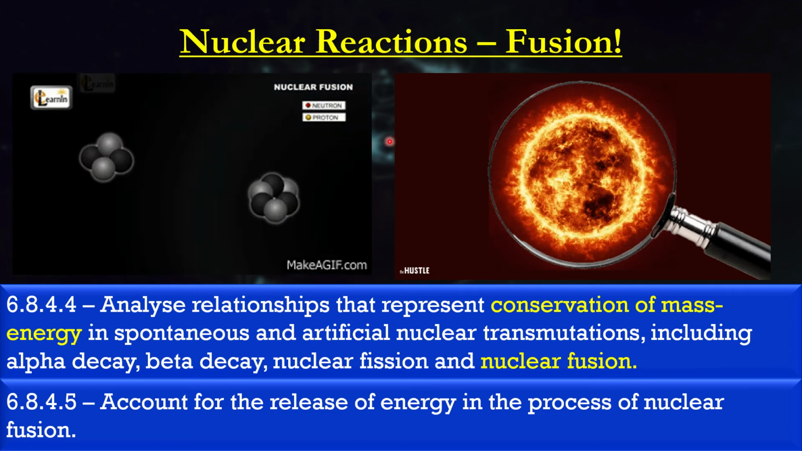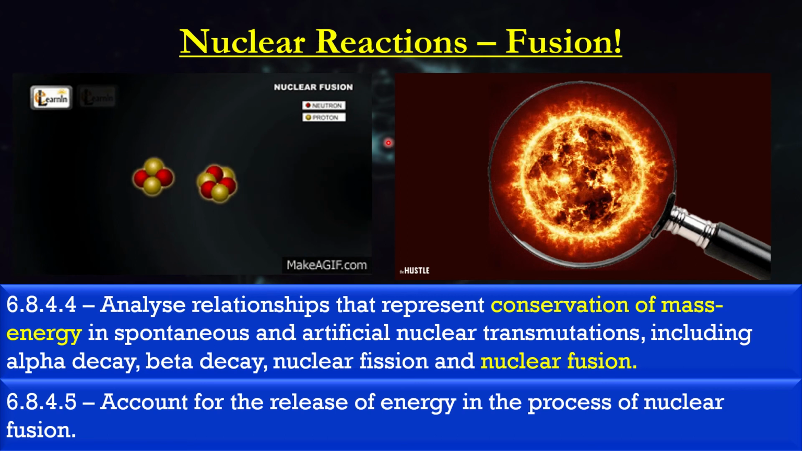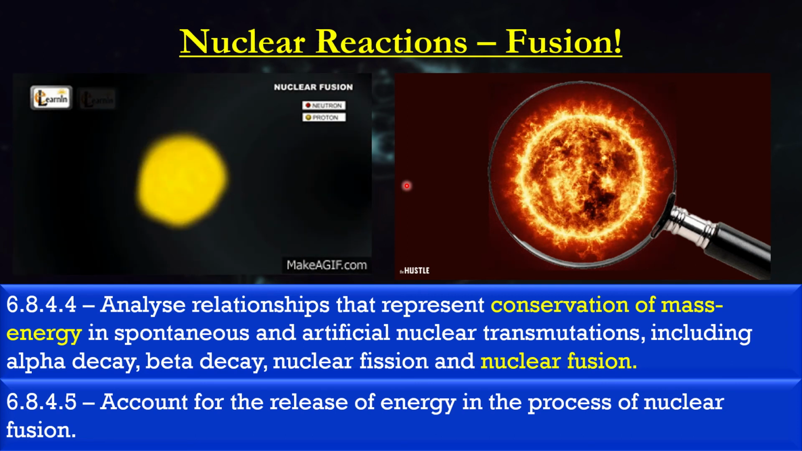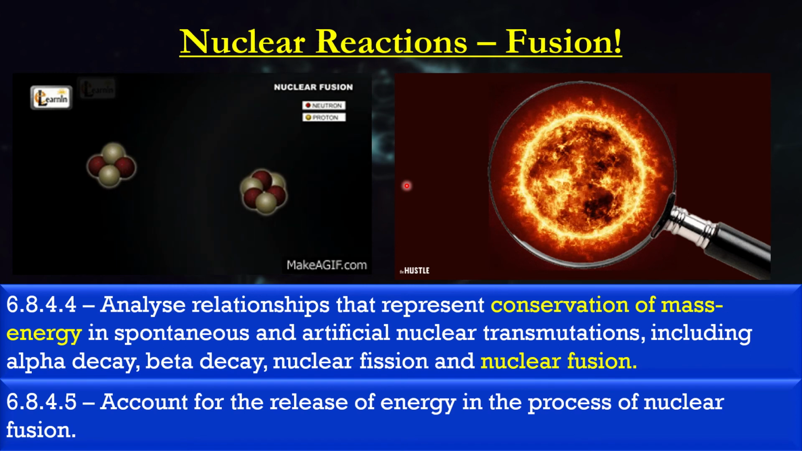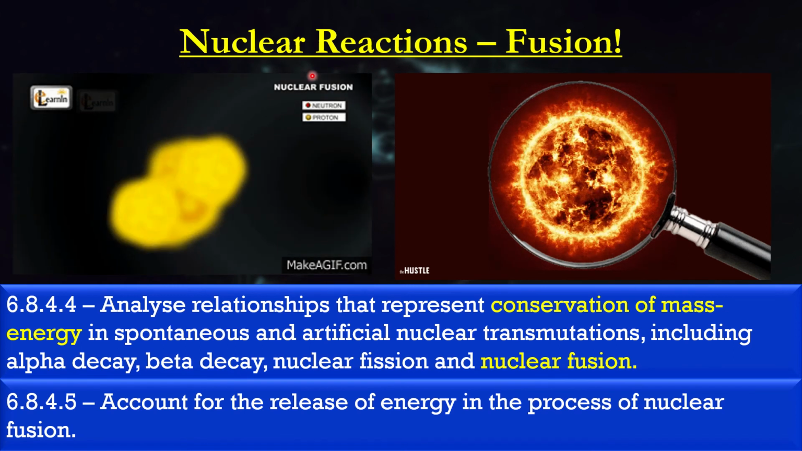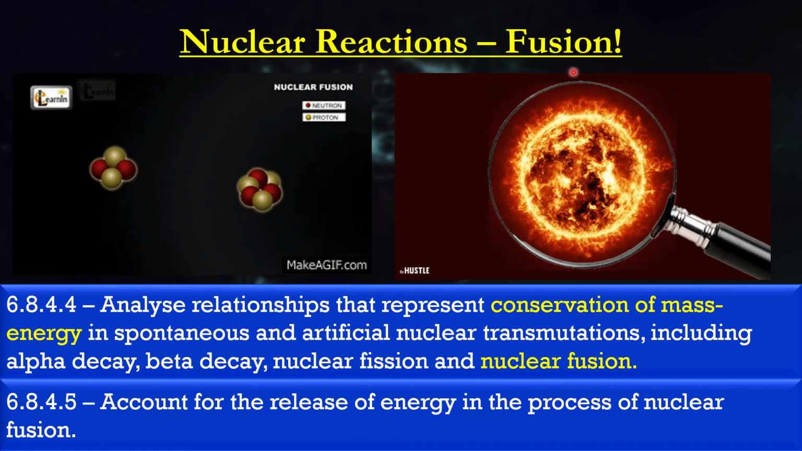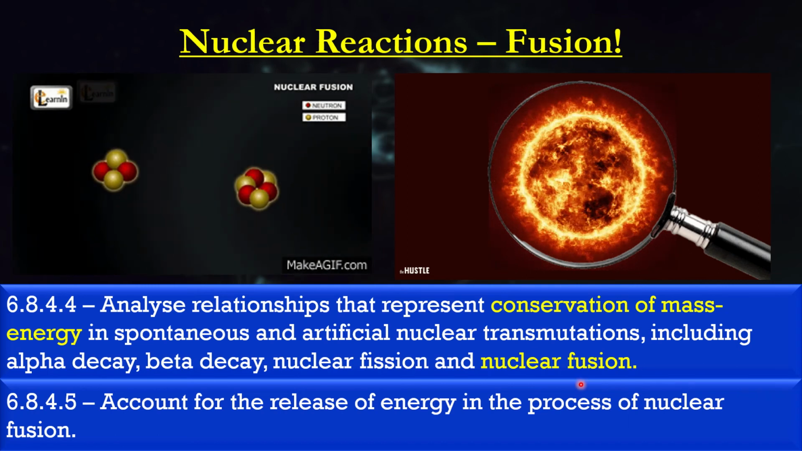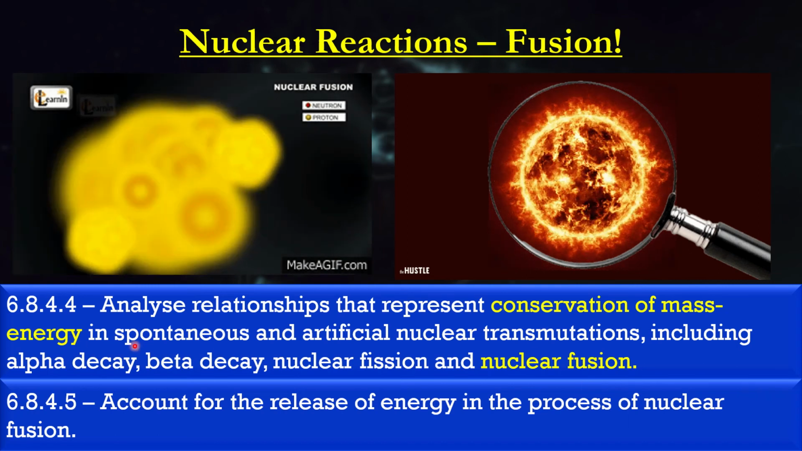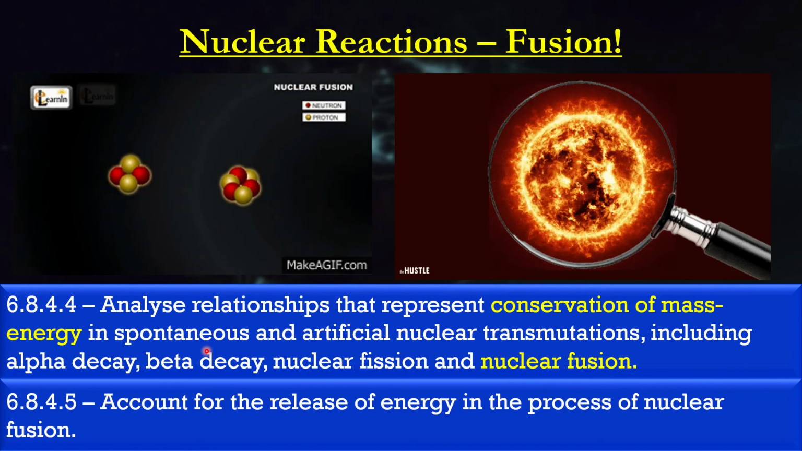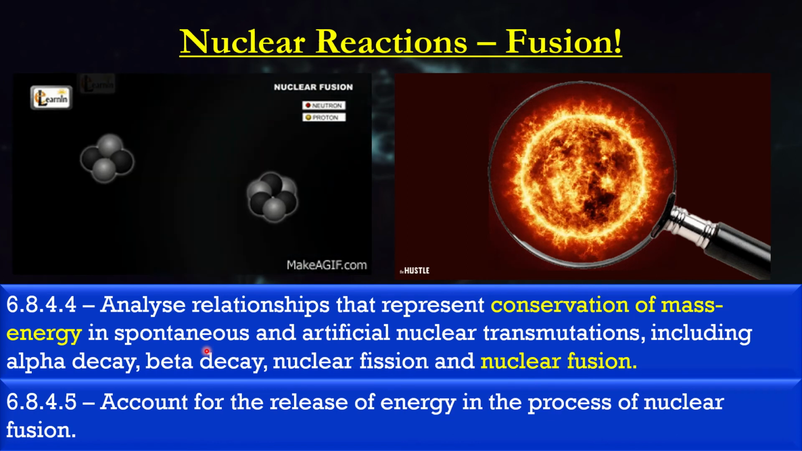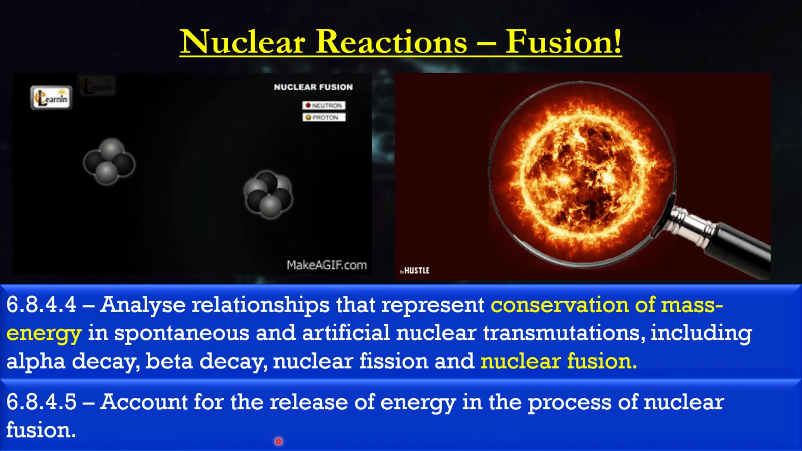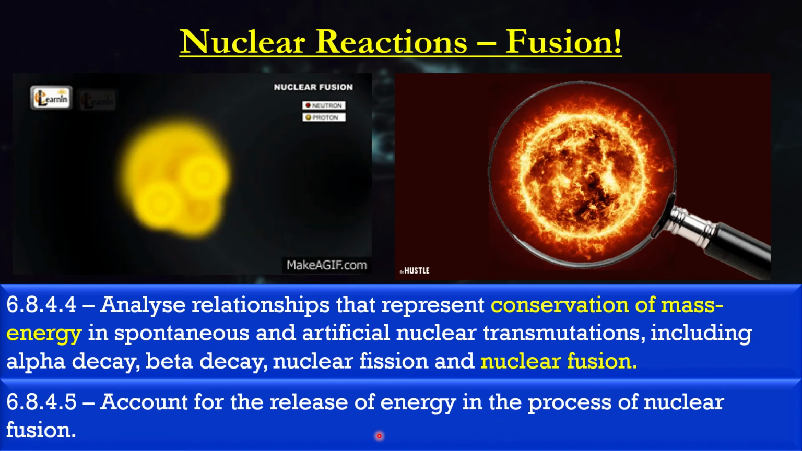We're going through part 2 of a lesson where we discuss nuclear fusion and nuclear half-life. So we've already talked about nuclear half-life, that was in the previous video. What we're going to be talking about in the second part is the concept of nuclear fusion. And more specifically, we're going to look at how nuclear fusion causes the conservation of mass energy through spontaneous and artificial nuclear transmutations. And we're going to look at what accounts for this release of energy when the process of nuclear fusion occurs.